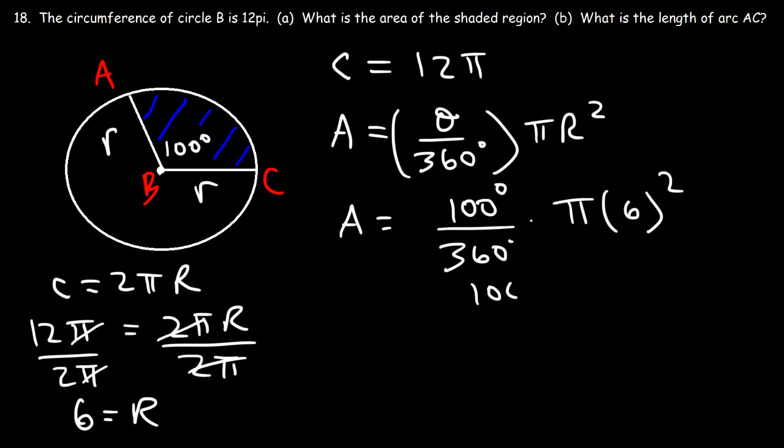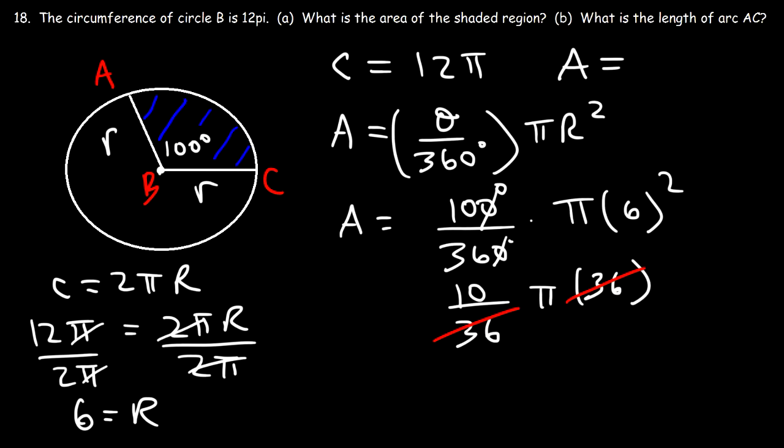And so this is going to be 100. Well, first let's cancel a 0. So this is 10 over 36. And 6 squared is 36. So we can cancel 36. So the area is 10 pi square units.